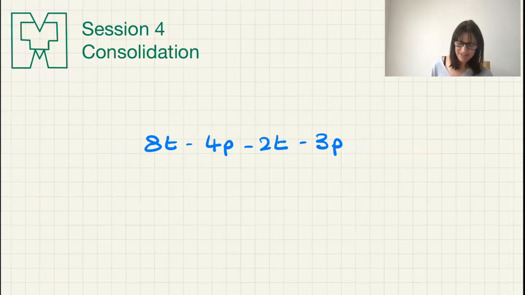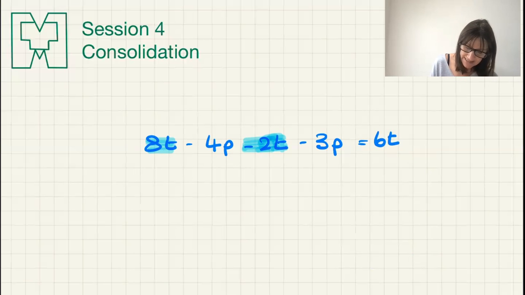Okay, right, let's do this. I have t's. I have 8 of them. I have more t's here, and it says I have to take 2. I'm being directed to take 2 away from the 8. 8 take 2 is 6, so I've got 6t.